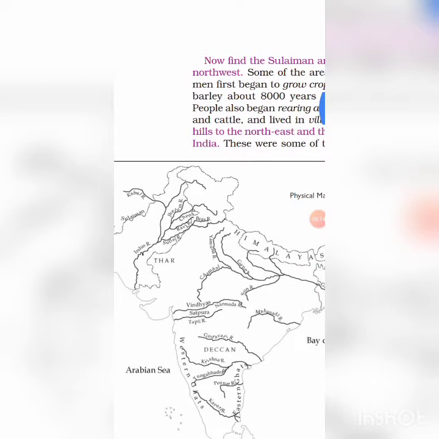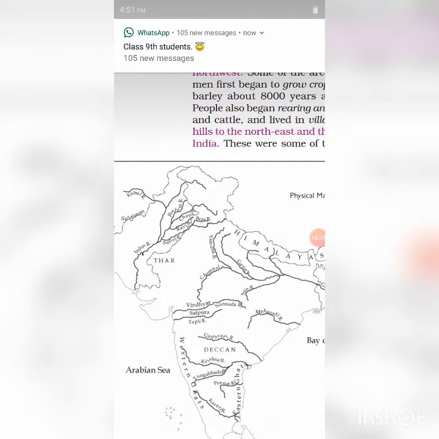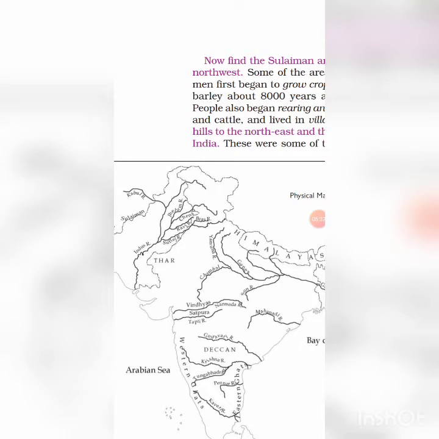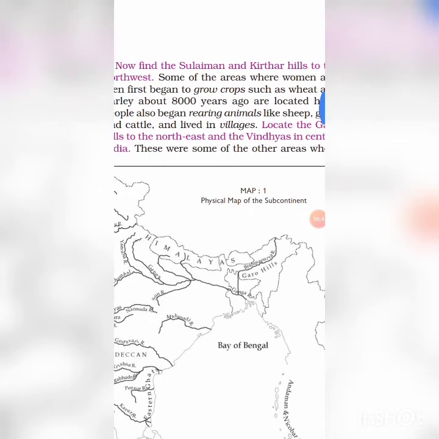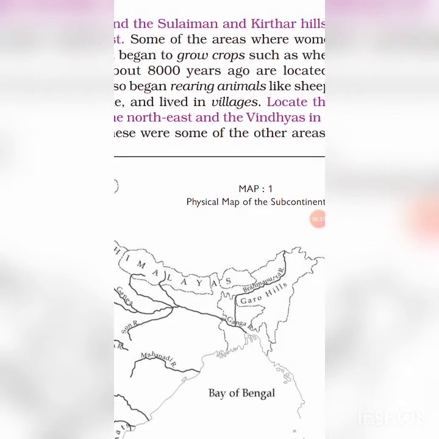And here men and women began to grow crops of wheat and barley about 8,000 years ago. Archaeologists also found that in parts of India people started rearing animals like sheep, goat, and cattle, in the Garo Hills near the Brahmaputra River in the Assam valleys.